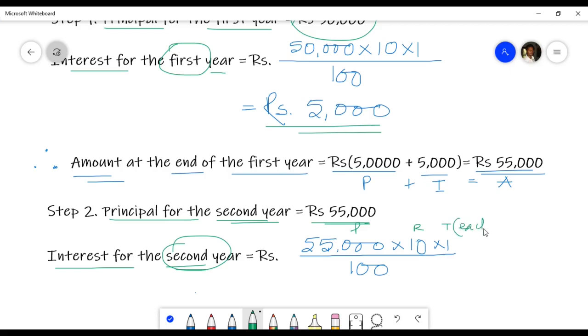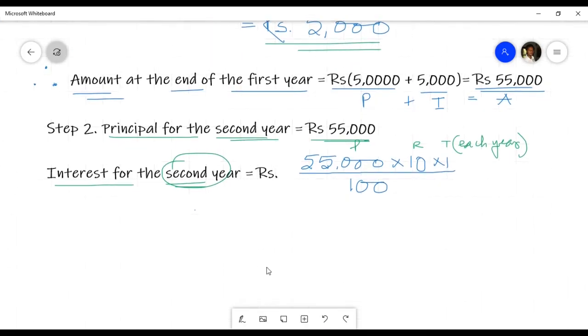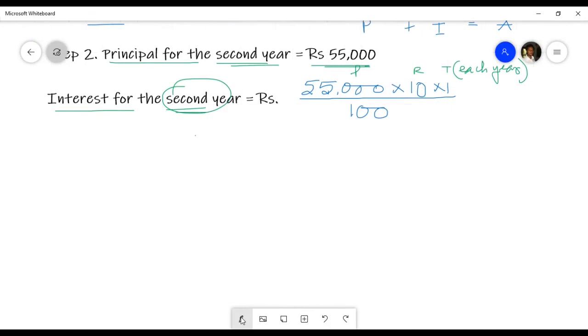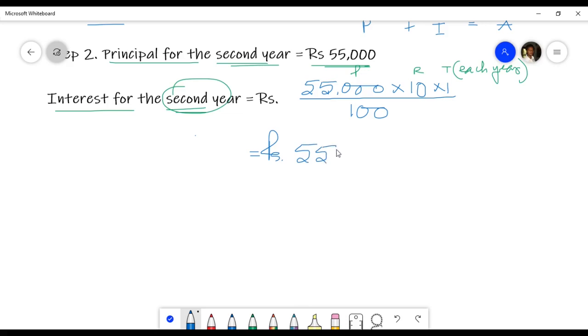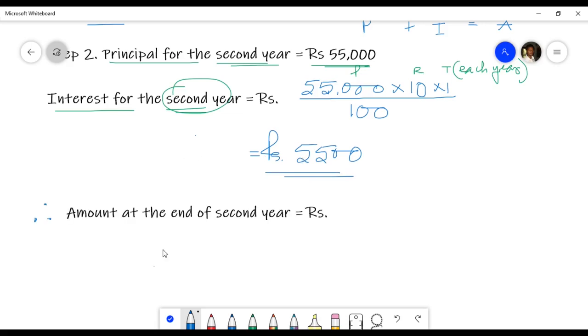To find simple interest we take time as each year. When you calculate this, we're calculating interest for the second year, you will get it as rupees 5,500. So this is the interest for the second year.